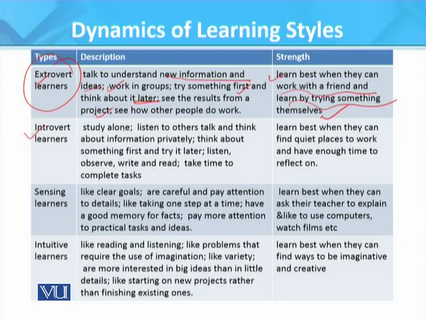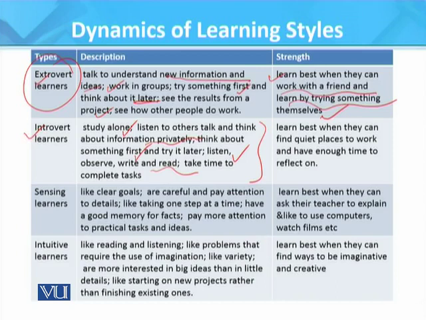Introvert learners study alone. They listen to others talk and think about information privately. They think about something first. They think first, as opposed to extroverts who try things first and think later. But introverts think first and try things later. They listen, they observe, they write and they read, and they take time to complete tasks. So they take a lot of time to themselves to first think, observe, and then complete tasks.